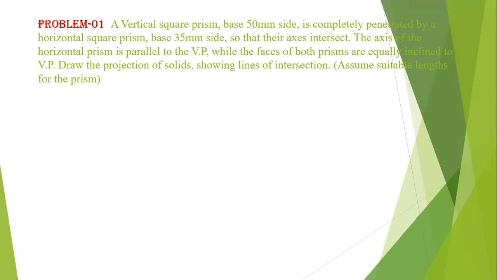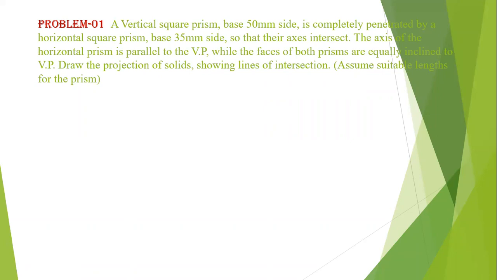The problem is as follows. A vertical square prism, base 50 mm side, is completely penetrated by a horizontal square prism, base 35 mm side, so that their axes intersect. The axis of the horizontal prism is parallel to the VP, while the faces of both the prisms are equally inclined to the VP. Draw the projection of solids showing line of intersection. Assume suitable length of the prism.